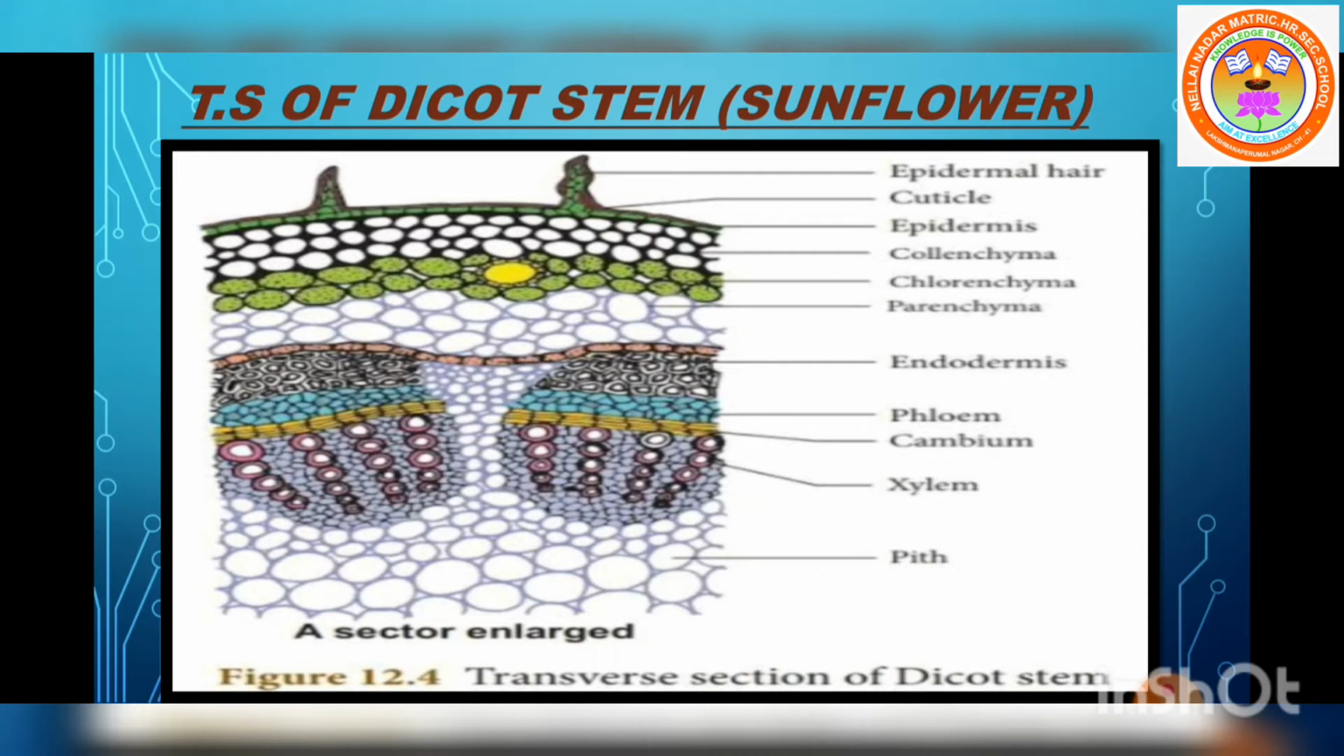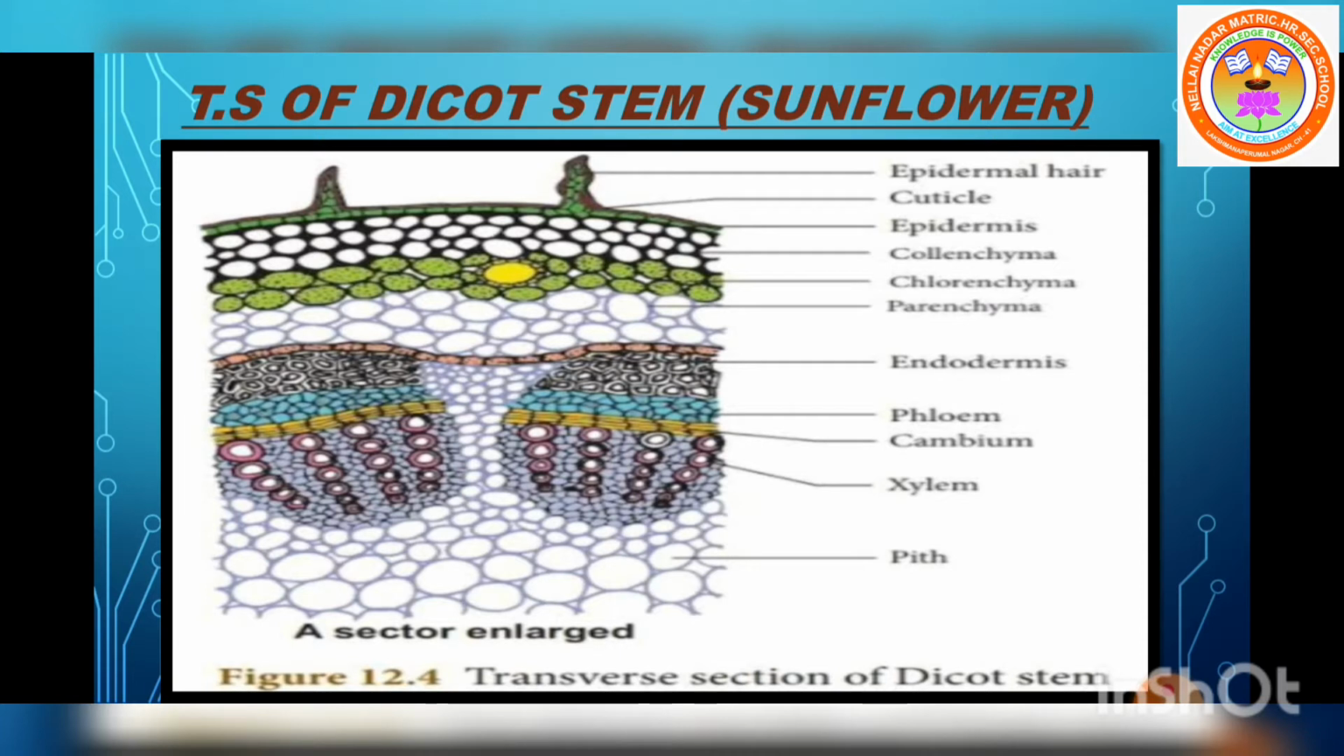Stomata may be present here and there. Epidermal cells are living. Chloroplasts are usually absent. A large number of multicellular hairs occur on the epidermis. So epidermal tissue system includes epidermis, cuticle, stomata and epidermal hairs. Here it is multicellular hairs.